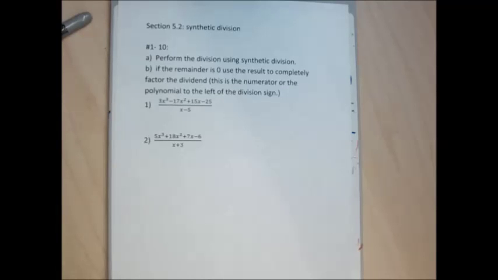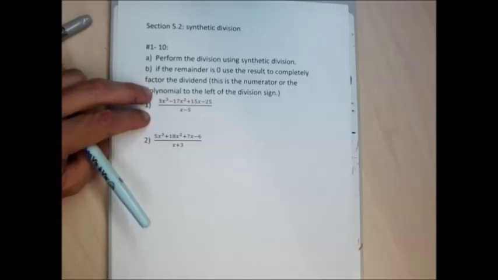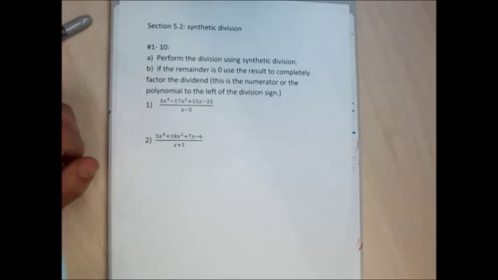So now I'm going to teach you what the section has. The section's titled Synthetic Division, and each of the first 10 problems say perform the division using synthetic division. So instead of doing long division, we're going to do division using synthetic division. And if when we do the division we get a remainder of 0, we're going to use that division to factor the numerator.